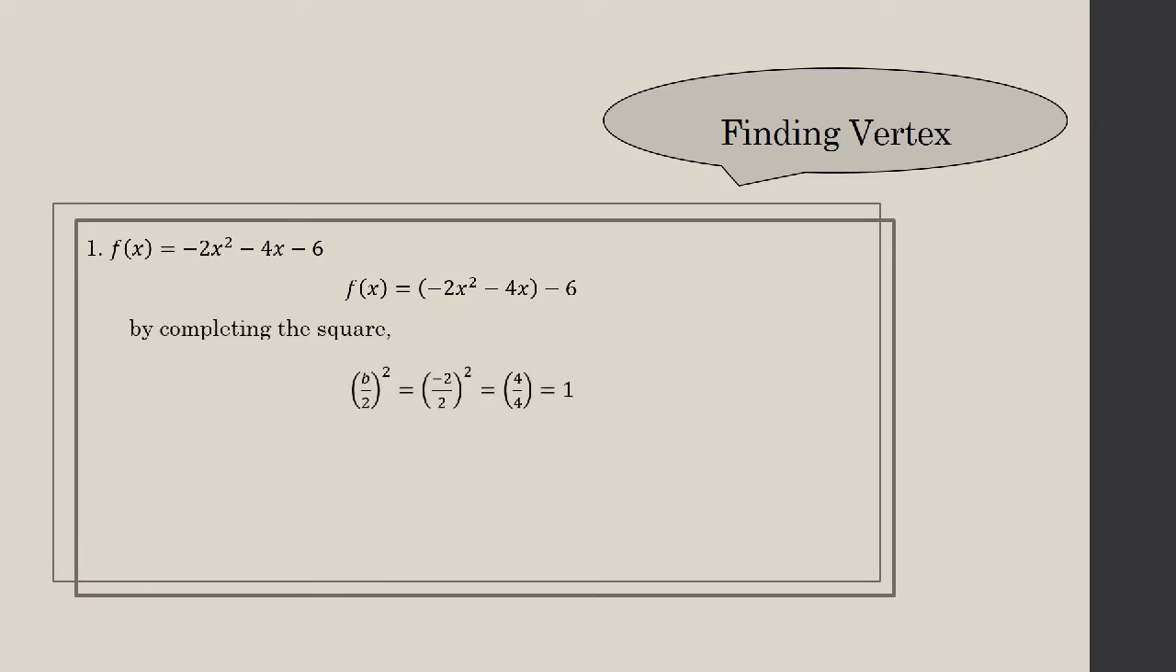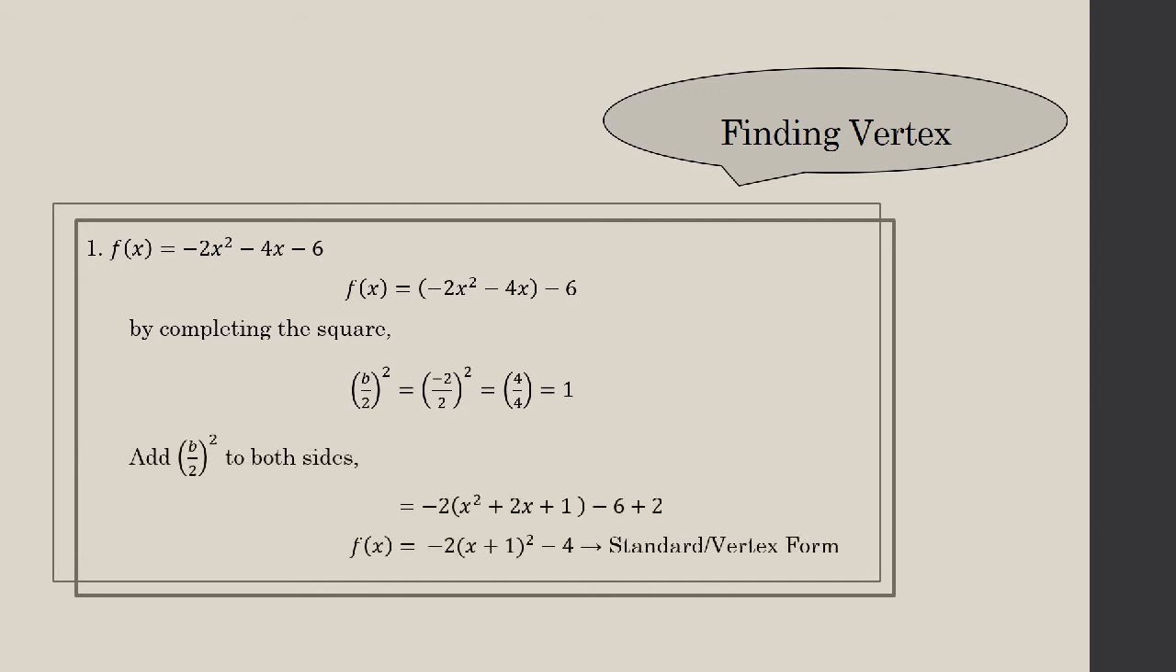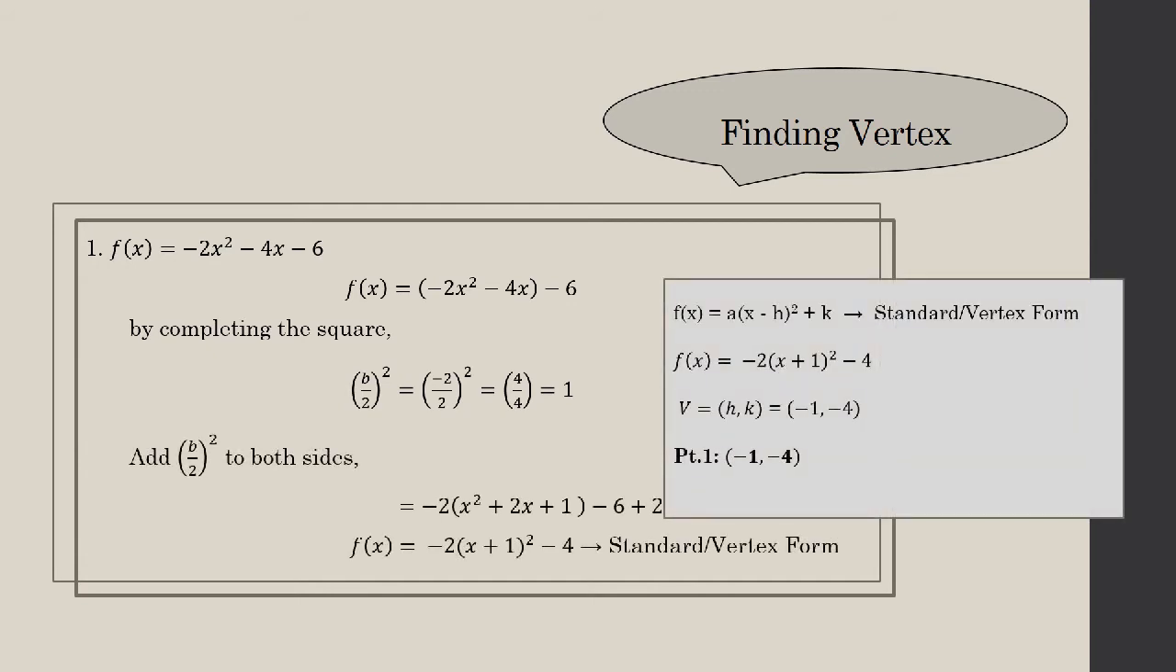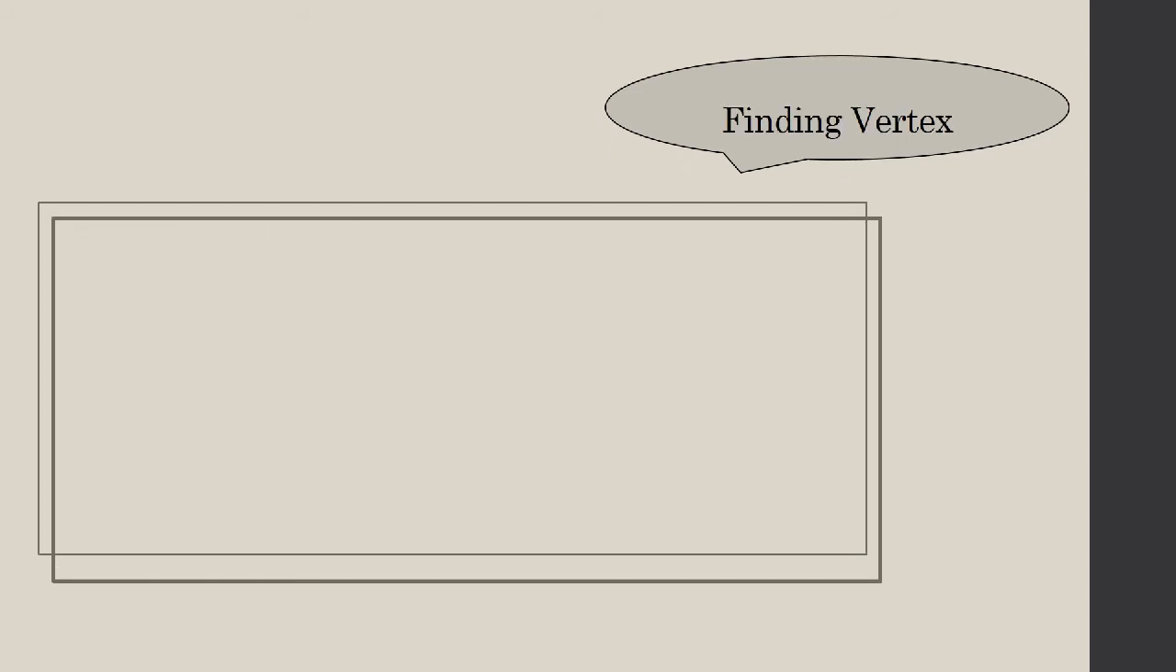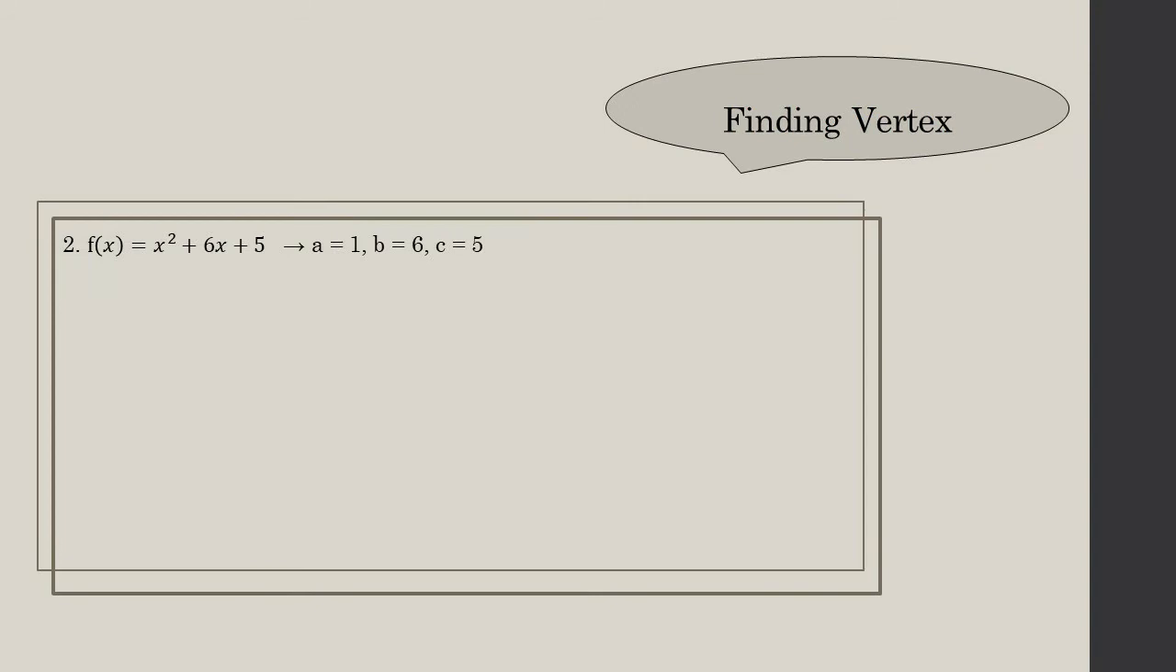Now since we'll be using completing the square, we need to solve for b over 2 squared, and that will give us equal to 1. Therefore, the vertex of this function is negative 1, negative 4.